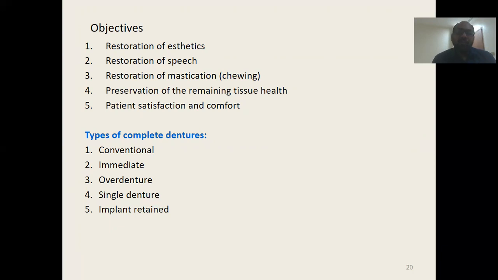And then you have different types of complete denture. There you have the conventional, the immediate, the overdenture, the single complete denture, and then you have the implant retained. All these different types of dentures would be dealt with in the subsequent lectures of our oral health lecture series.